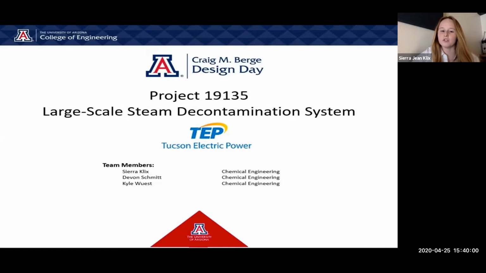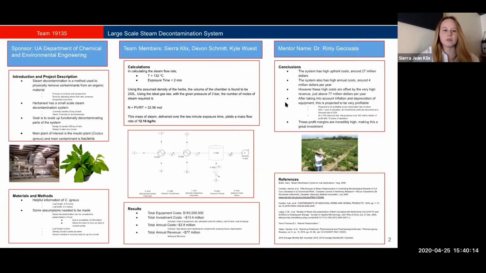We're all chemical engineers. For our senior design project, we did the large scale steam decontamination system. Our project number is 19135. And so this is our poster.